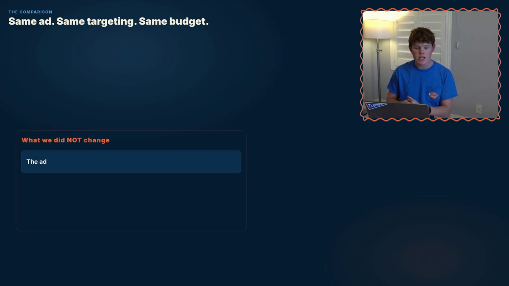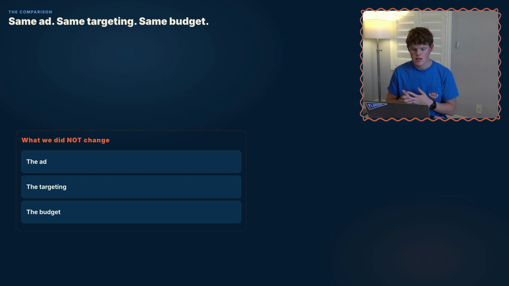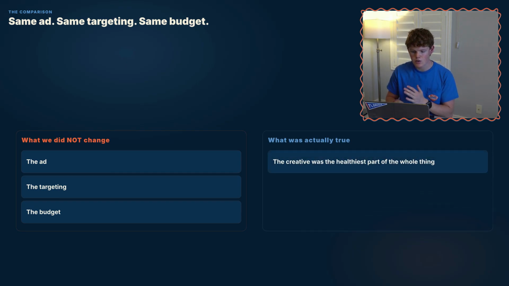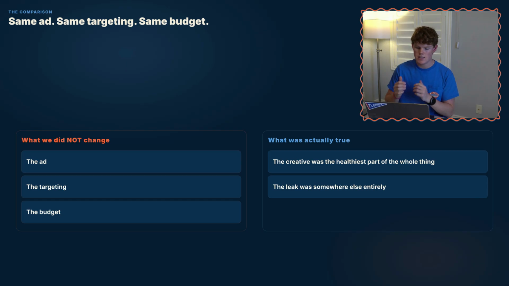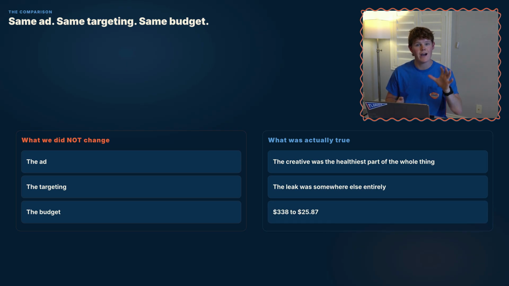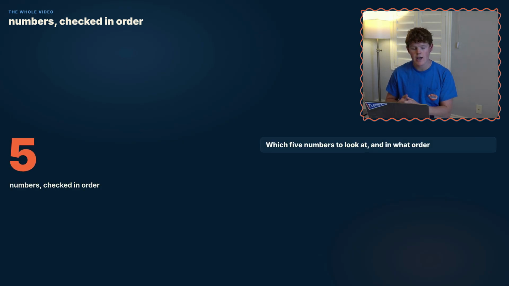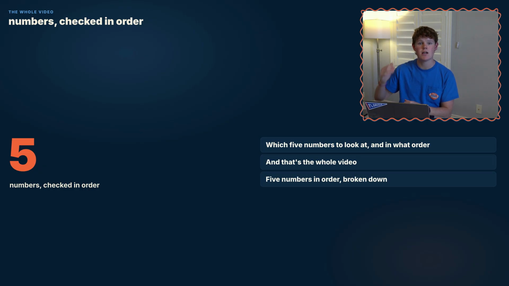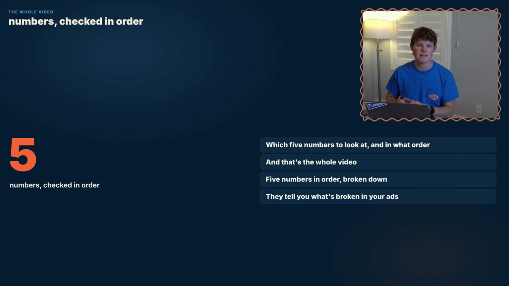$25.87. And we didn't change the ad, we didn't change the targeting, we didn't change the budget. The creative that would have killed the first was actually the healthiest part of the whole thing. And the leak was somewhere else entirely. And you can only see it if you know which 5 numbers to look at and in what order. And that's the whole video. 5 numbers in order, broken down, that can tell you what's broken in your ads.